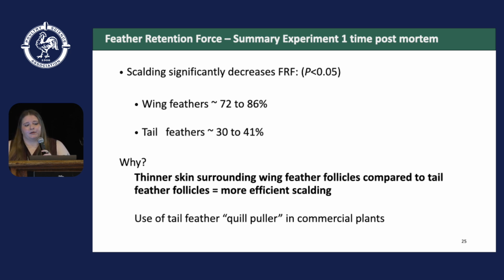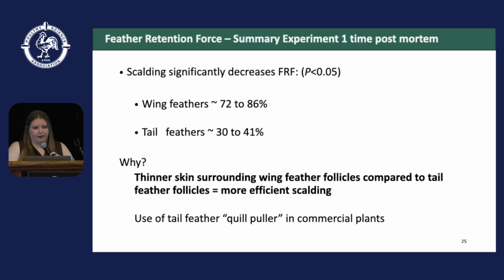Why does this happen? This is because around the wing, the skin is a lot thinner. And so it's a lot easier to pull out those feathers than at the tail where that skin is a lot thicker. That's why in plants they use quill pullers. Whenever we process birds in our pilot plants, whenever they come out of the picker or out of the scalder, we will usually hand pick those tail feathers just because we know that they're not going to come out by themselves. And we don't want to pull in the picker too tight and mess up the carcass quality.